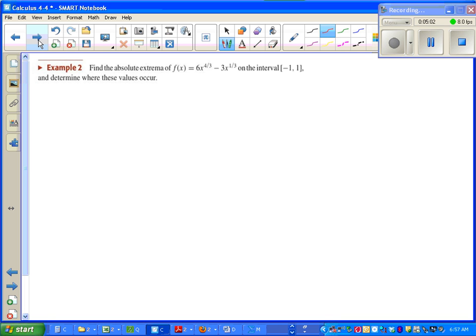Same game, we're going to find the absolute extrema of this function on the given interval. And we want to find out where those values occur. So your game plan should be something like this. Define your derivative, set it equal to 0 or undefined. This isn't a polynomial this time, so there might be some places where the slope is undefined. Find all those critical numbers, check them and the endpoints. Wherever your highest y value is, that's your absolute maximum. Wherever your lowest y value is, that's your absolute minimum.